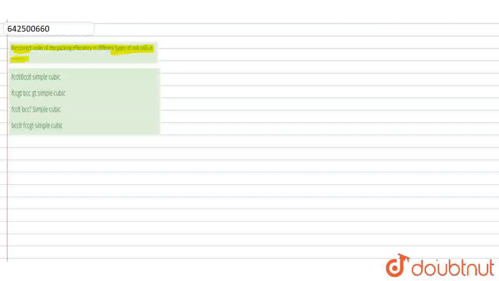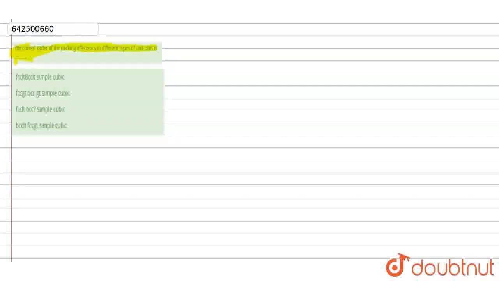So it is the fraction of the crystal actually occupied by the atoms, and it must always be less than 100% because it is impossible to pack spheres, atoms are usually spherical, without having some empty space between them. So now let's calculate the value of each one, that is FCC, BCC and simple cubic, one by one.